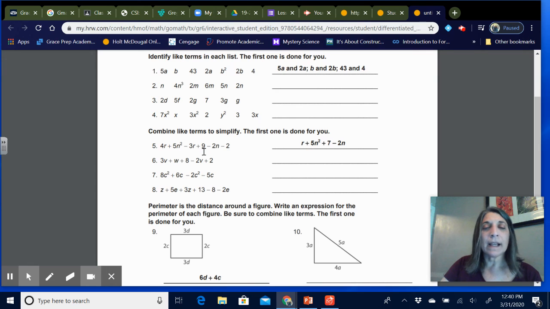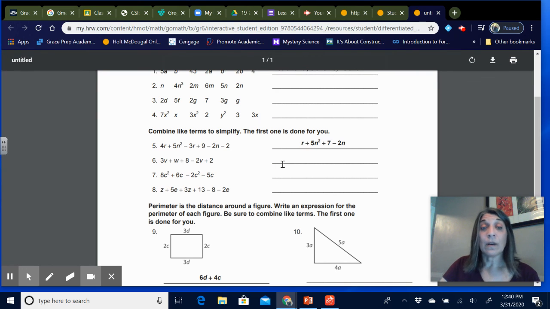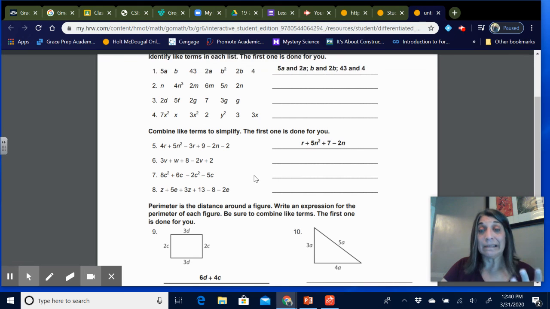What's next? 9 and a negative 2. See the minus sign in front of the 2? If I was on a number line and I said take away 2, what would you do? You would go in the negative direction. So it's a negative 2. Okay, so 9 minus 2 is 7, which is where their 7 comes from. The 9 is positive, so that keeps its positive sign. That's why it's positive 7. And then the last thing was this minus 2n. There's no other n's to combine it with, so it just stayed as minus 2n. So work each one like that, and you should be okay.